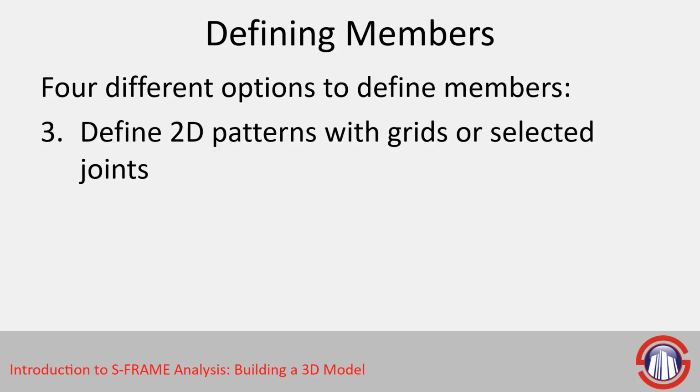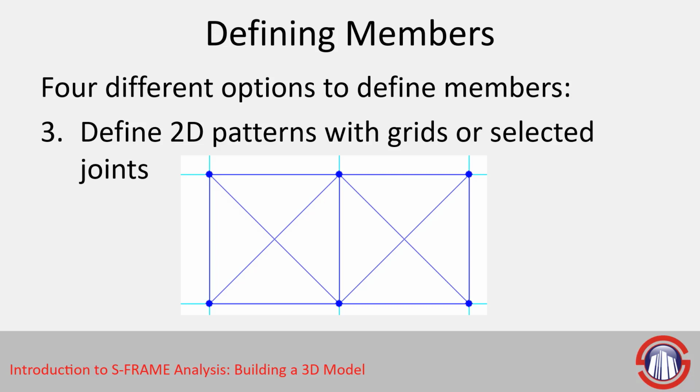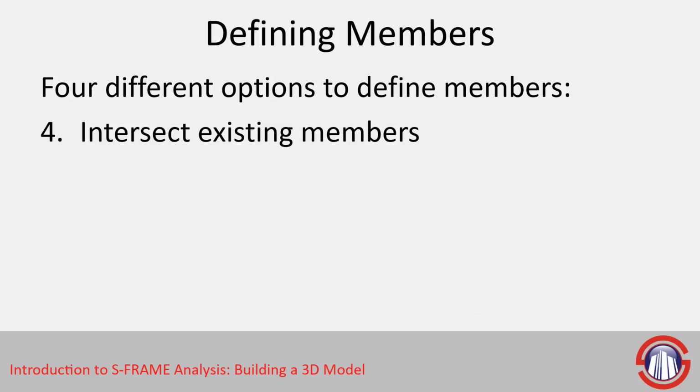Third option is one we've seen already in these videos, where we can define a 2D pattern with grids or selected joints. Just like we saw before, we did an example with cross bracing. And the fourth option is to intersect existing members. So imagine that we have two parallel members that aren't touching, and we want to create an intersection with a member. We could use the geometry of those two members to draw our new member.